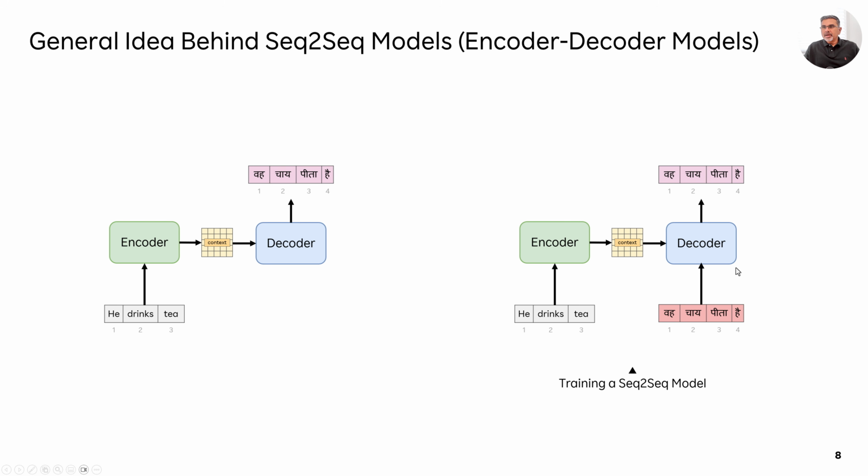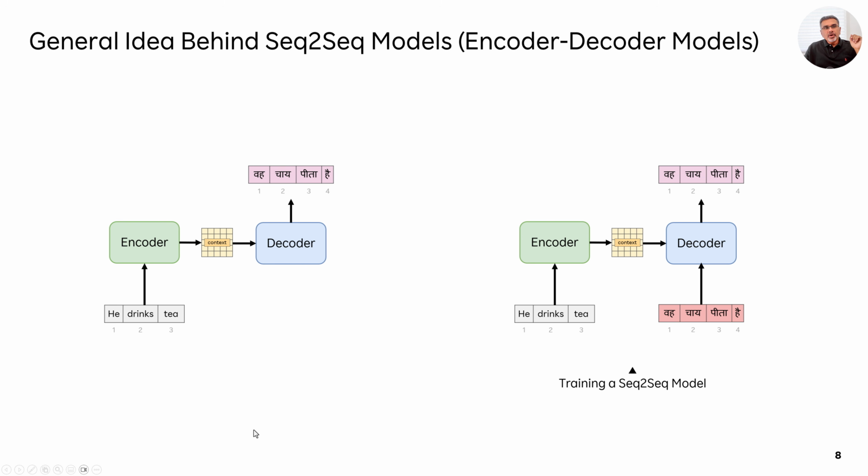So you would pass to the decoder both the ground truth value, "wo chai pita hai", which is the corresponding sentence in Hindi, as well as the context, and then the decoder will emit out the corresponding target sentence. And you would, of course, do the back propagation to ensure that both the decoder and encoder fix their weights so that you will make the correct predictions during inference. So this is the general idea behind sequence to sequence models.